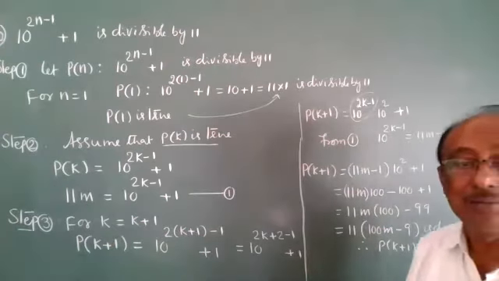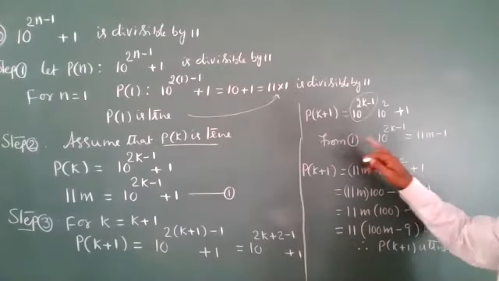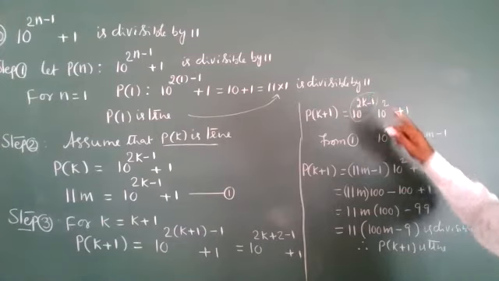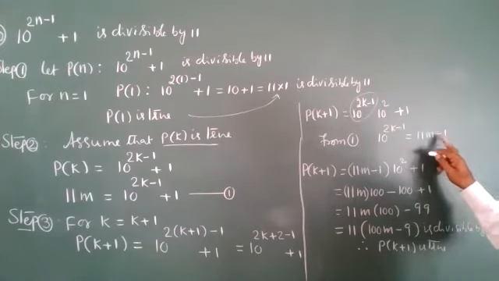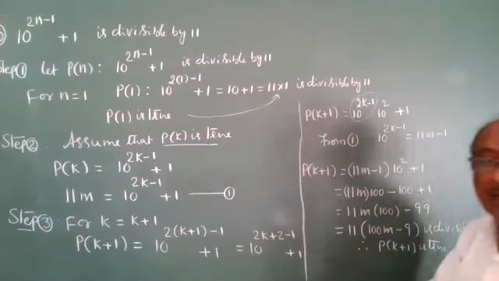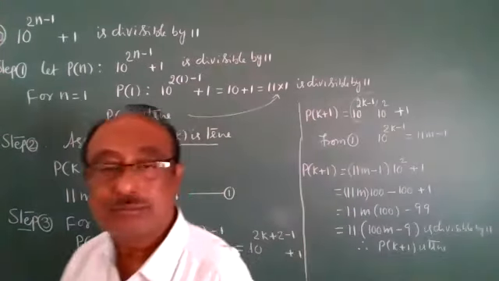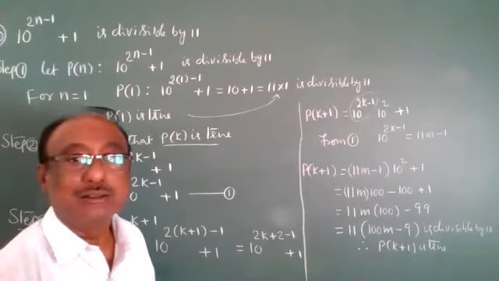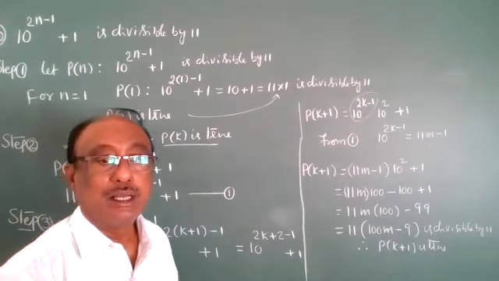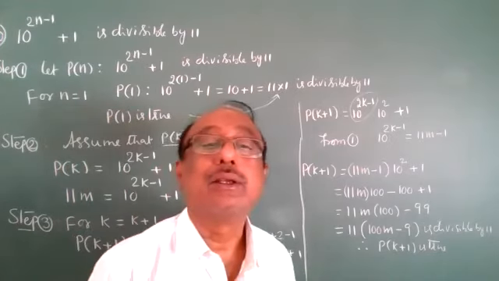Okay, now clear? So next, I will write, in the place of 10 to the power of 2k minus 1, I will write 11m minus 1, then (11m minus 1) into 10 square plus 1. Now it is understood? Yes, sir. Okay.